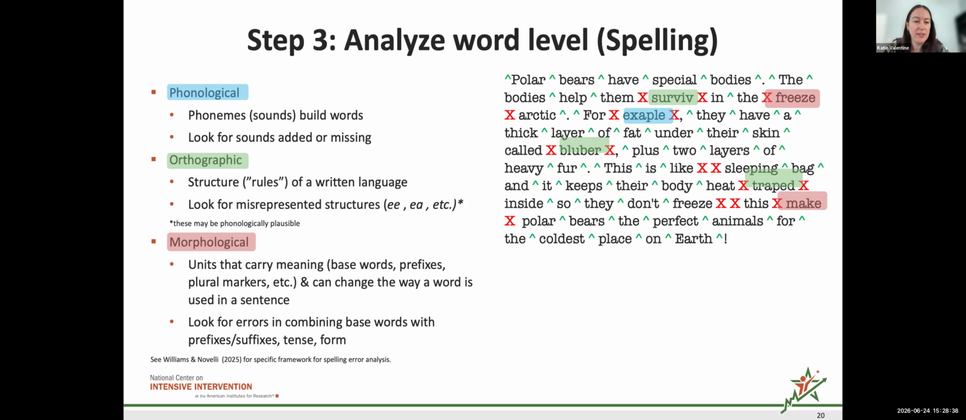So again, different examples. Of course, this is not exhaustive, but I do really like these three categories for breaking down spelling even further, which connects it directly to instruction.